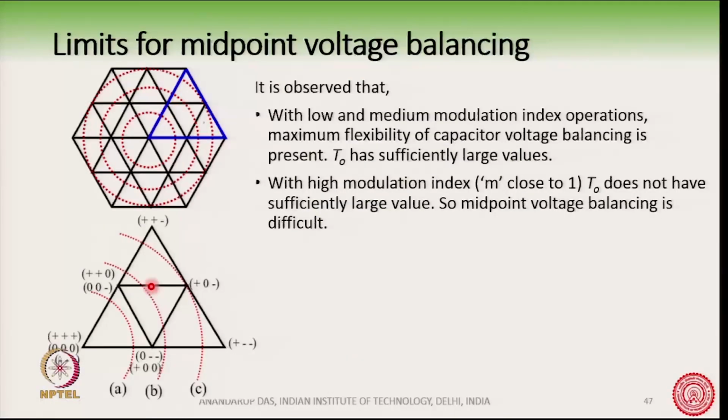This will be happening when the reference vector is close to this vector. Suppose the reference vector is here, then it is very close to this vector here. So, the T 0 time duration for this vector will be very large, and there we have the chance to play around with the delta t. This will also happen if my reference vector is here or here, where this vector of duration t 0 has a big chunk of the total time T s, so we can play around with the delta t, so that the capacitor voltages can be nicely balanced out.